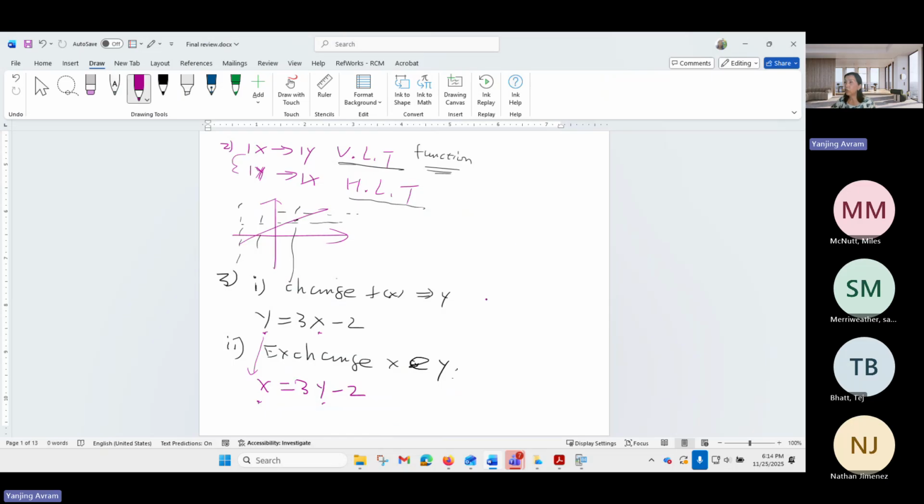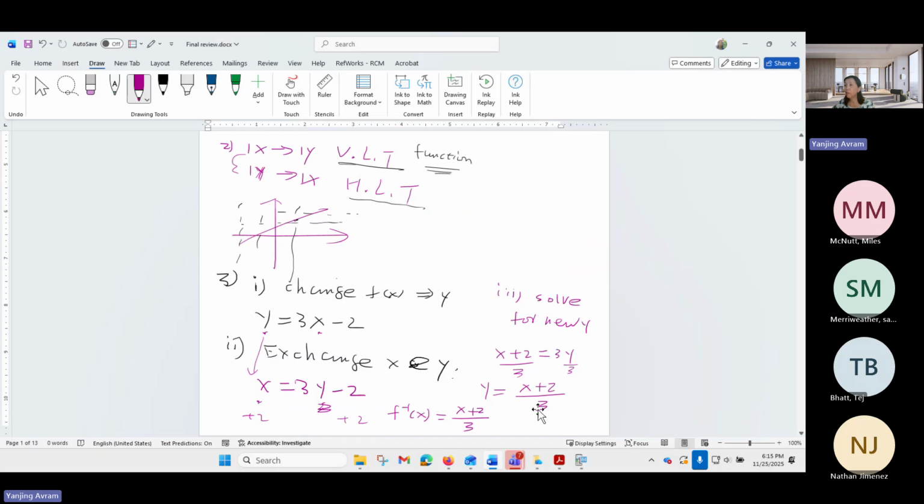Step 3, I usually call this the new y. We're going to solve for the new y, so we need to isolate y by itself. We add 2 on both sides, so x plus 2 is equal to 3y. Then you divide by 3 on both sides, so we have y equal to (x plus 2) over 3. Then rewrite the y into inverse notation, so f inverse of x equals (x plus 2) over 3. And this is the formula for the inverse.